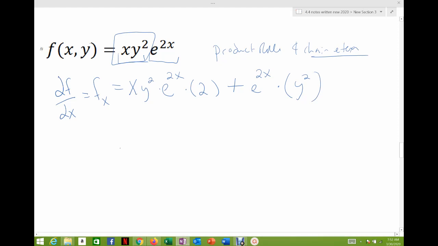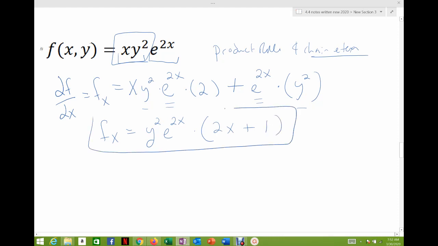I will clean it up a little bit. I can simplify this by factoring, and so I will do that. It's just a good rule of thumb to practice simplifying by factoring. Both terms have a y squared, I could pull that out, and both terms have an e to the 2x, so I can pull that out. What's left over when I factor those out? Remember, I'm dividing them out. In the first term, I still have a 2 and an x, so a 2x. In the second term, I divided everything out, and so remember there's still a 1 left over. Alright, so there is my first order derivative of this function with respect to x.